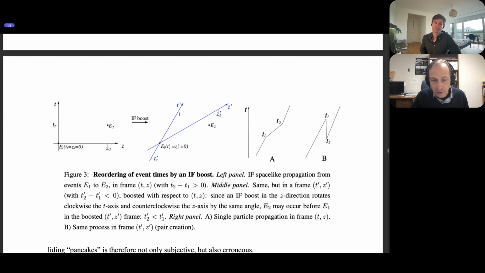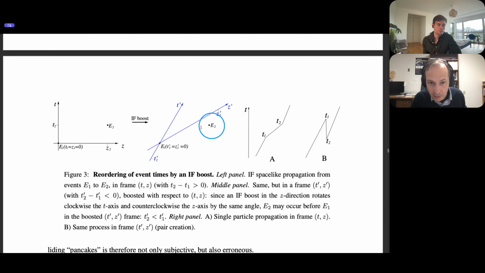So if you move to a frame that is moving compared to this TZ frame, then the frame is kind of squished toward the 45 degree line that gives you the speed of the trajectory of a photon. And the thing that you see here is that before, E2 was above the Z axis, but now with the rotation of the space axis, E2 is below it.